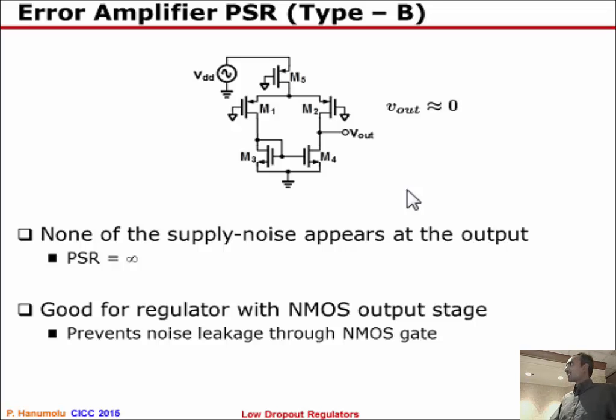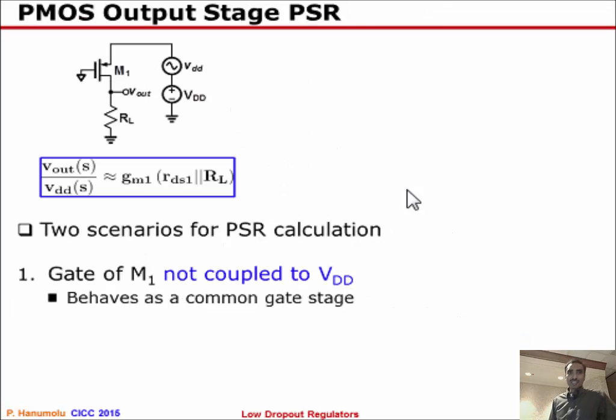Similarly, you can do the same thing for the second kind of error amplifier where you have PMOS devices. Just for simplicity's sake, if you assume that the output impedance of this current source is very large, then even if you wiggle the supply voltage, the current through the current source doesn't change, therefore Vout doesn't change. So the PSR is infinite. Vout is 0 independent of VDD. So that is the error amplifier.